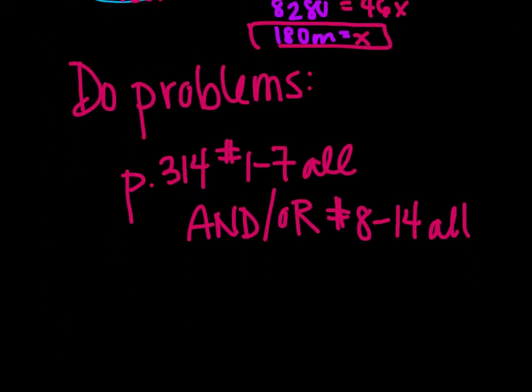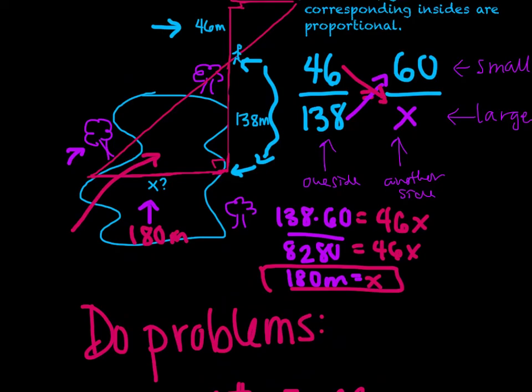You're going to be doing problems on page 314, number 1 through 7, and you're going to do all of them, or you're going to do 8 through 14, all of them. If you don't get proficiency on those set of problems, then you need to do both assignments and check them both in the binder in the back of the room, in the purple binder.